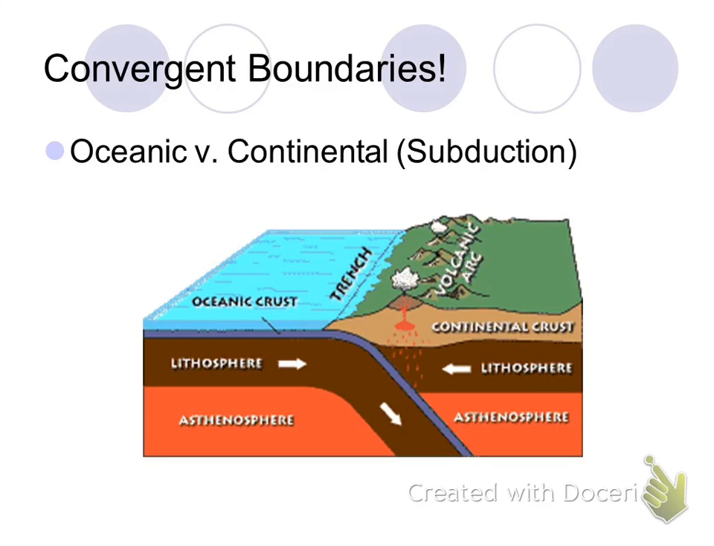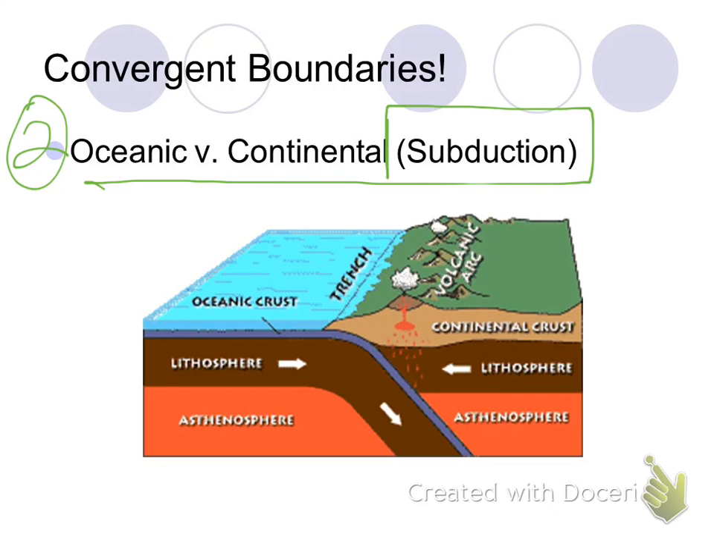All right. So, second type, we're still in that middle box in your notes. Second type of convergent boundary. Number 2, we've got oceanic versus continental. And notice what key word is still up there. Subduction.